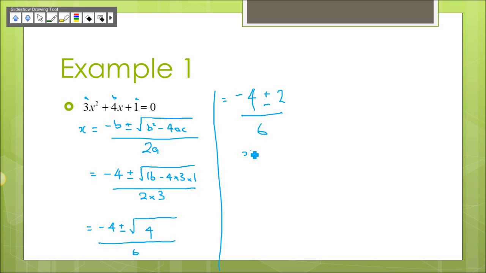So x can either be minus 4 plus 2, which is minus 2, divided by 6, which is minus 2 over 6, which is minus 1 over 3, or x can equal minus 4 take away 2, which is minus 6 over 6, which just equals minus 1. We still get our two answers, and that's derived from the plus and minus sign in the middle. Alright, let's have a look at our second example.